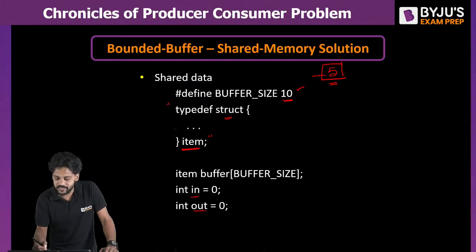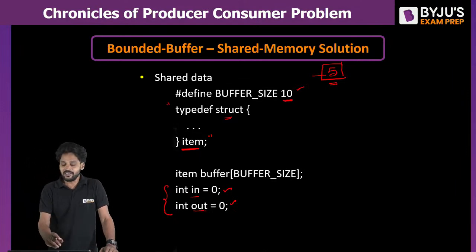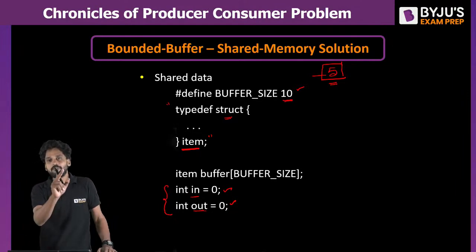I named the structure as an item. In this structure item, I defined two integers. One is in and one more is out. Both are initialized to 0. Okay, but what are these in and out? These in and out are the logical pointers to the locations of the buffer.